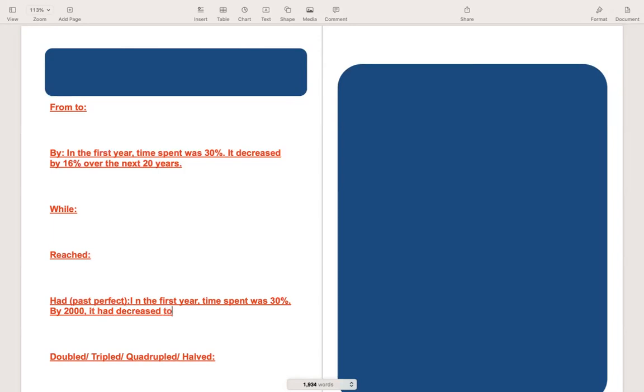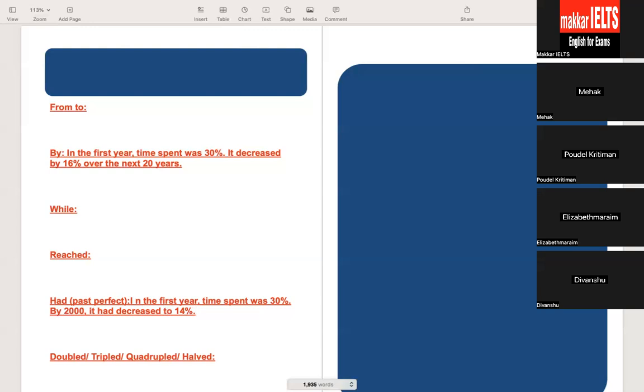It had decreased to 15%, 14%. You don't need to do "by" again. You can do "by" with the year and leave the "by" here. Is it clear? Yes, sir. Here it's not necessary to put "by". In the "had" sentence, it's not necessary to put "by". Okay, I hope it's clear.